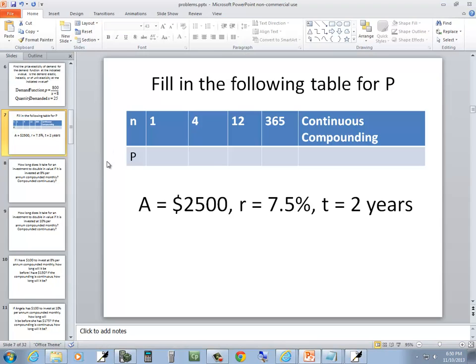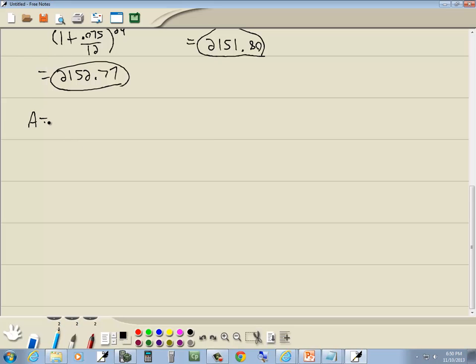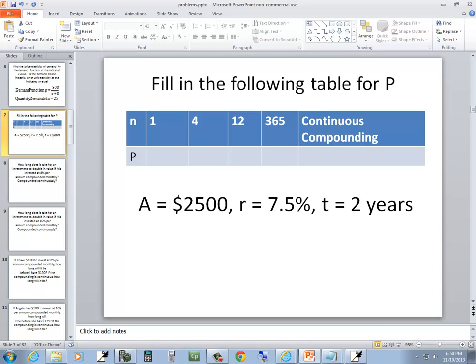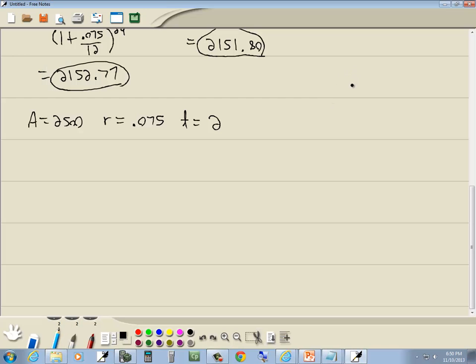Okay, our problem is A is equal to 2,500. R is equal to 7.5% or 0.075. And T is equal to 2 years. And the last one is compounded continuously. So we can use our PERT formula. So we got A is equal to P e to the RT. Want to get P by itself, so we divide both sides by e to the RT.